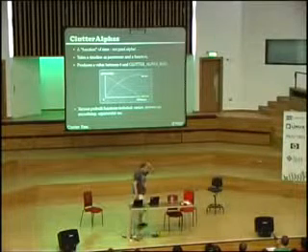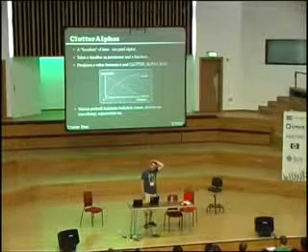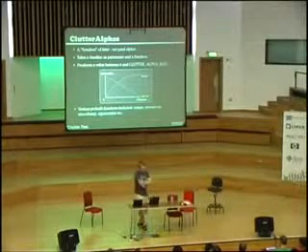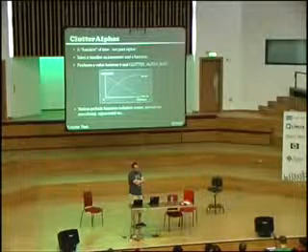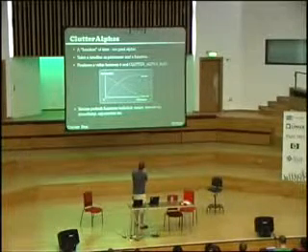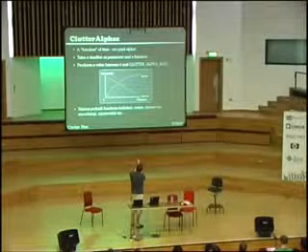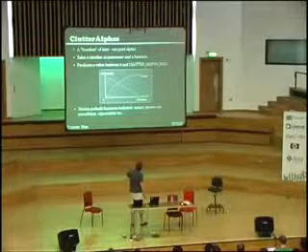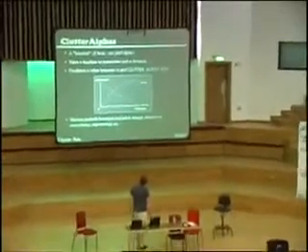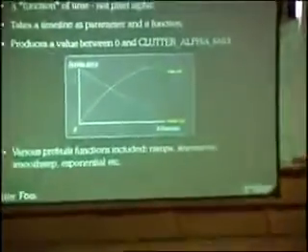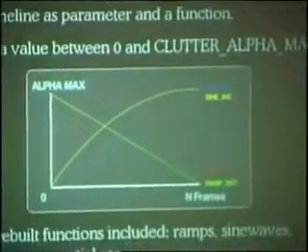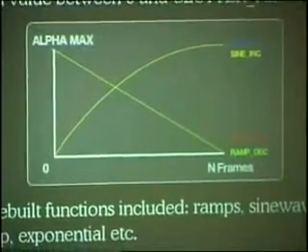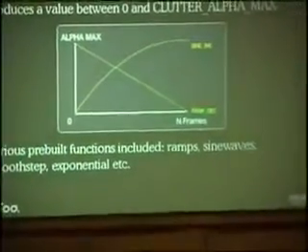What a Clutter Alpha does is it takes a timeline as a parameter and also a function, and then it produces a value between 0 and Clutter Alpha max. You'll see on the diagram the different functions: a ramp just increasing over time, a sine, a half sine, and a quarter sine. Clutter includes a load of pre-built functions for this, but it's trivial to write your own.